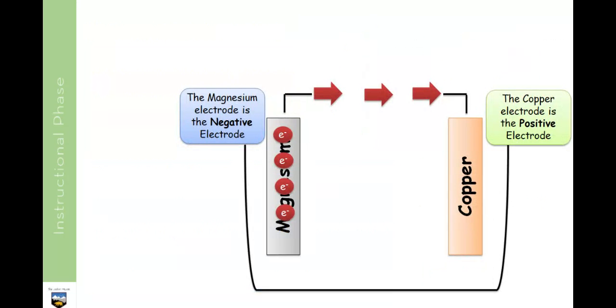But if you look at this diagram, you can see we've got magnesium and copper as our electrodes. Remember, we need an electrolyte, a solution with ions dissolved in it, to move.